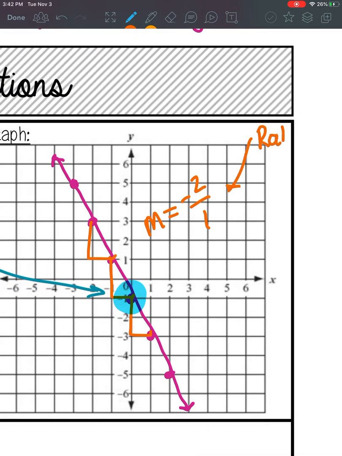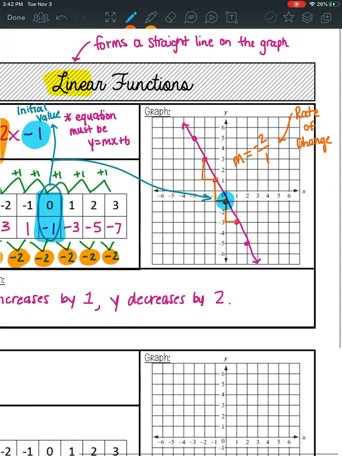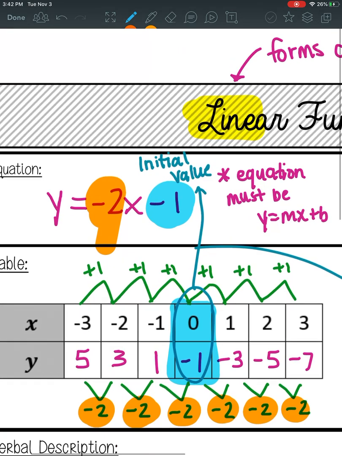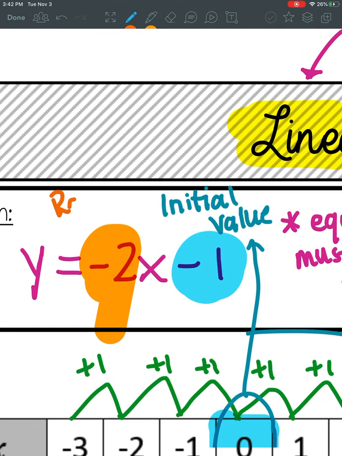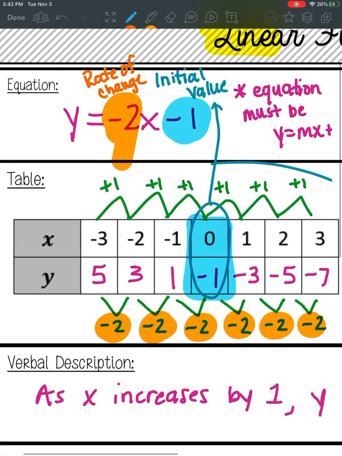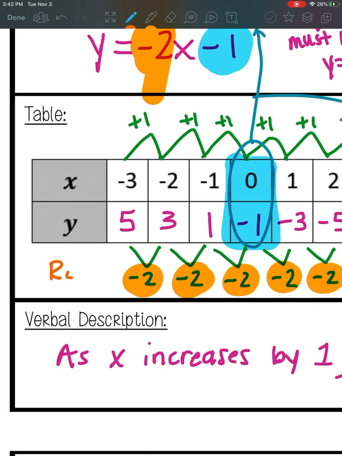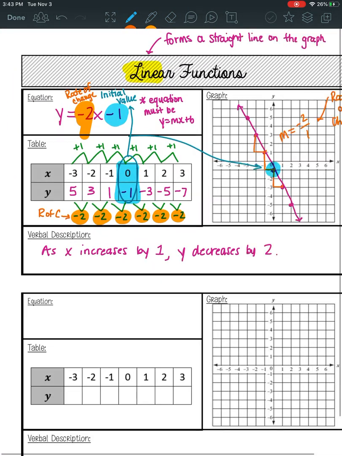So this is what we call, the same thing as slope is called rate of change. And again, I just showed you how you can pull that out of all 3 examples. Out of the graph, find the slope. Out of the equation, it's simply the number in front of x. And then in the table, it's that pattern, that number that is being added or subtracted. In this case, subtracted over and over. Rate of change. I'm going to abbreviate here, okay?